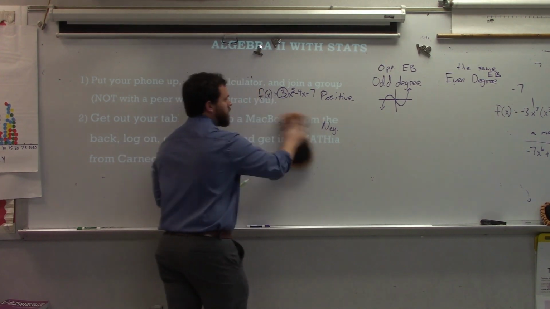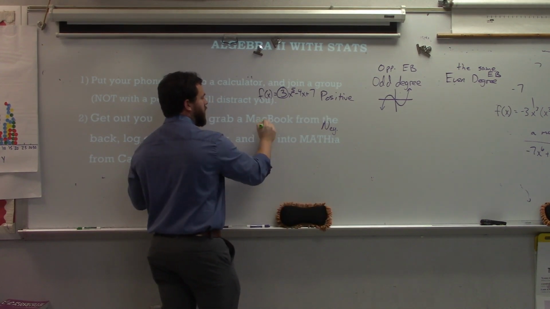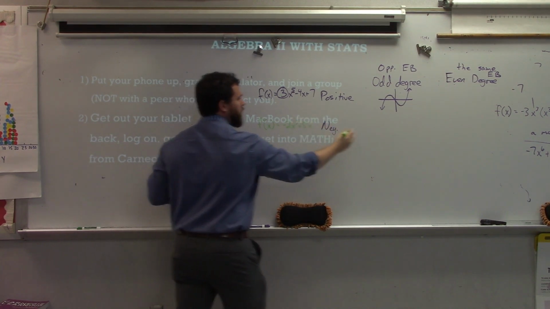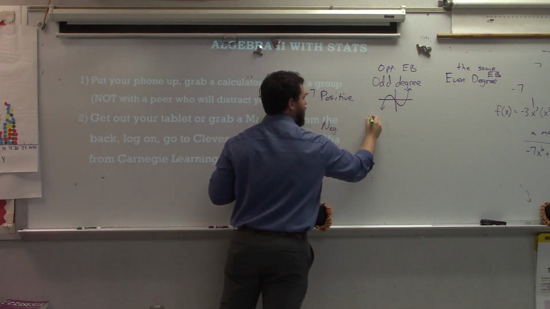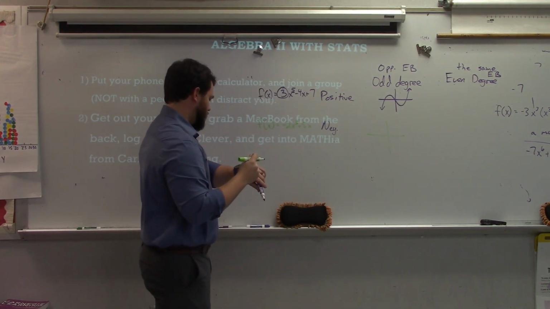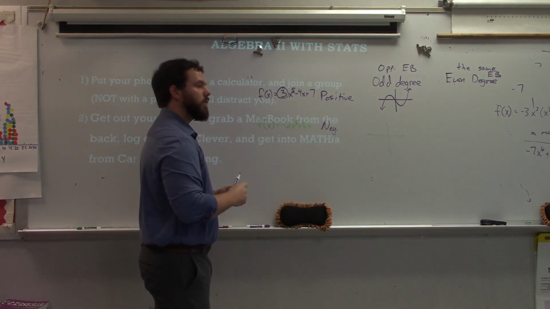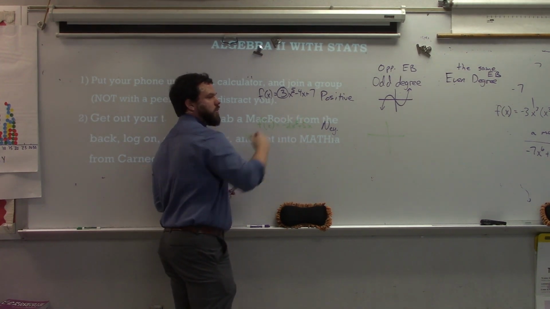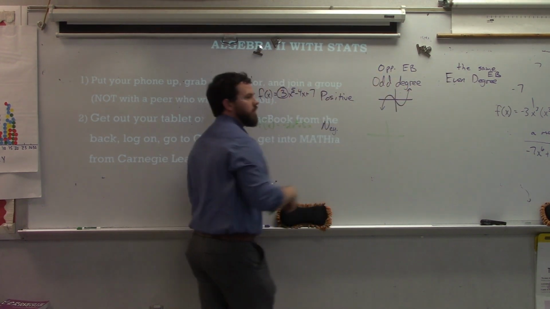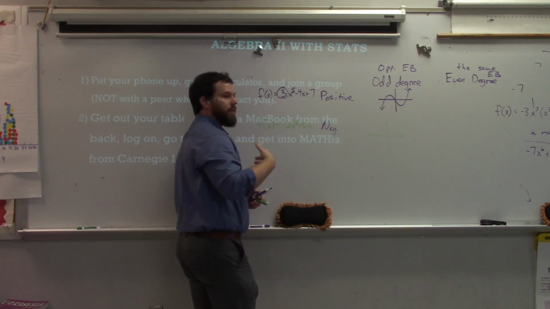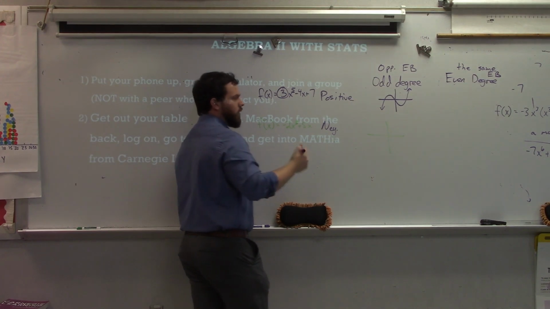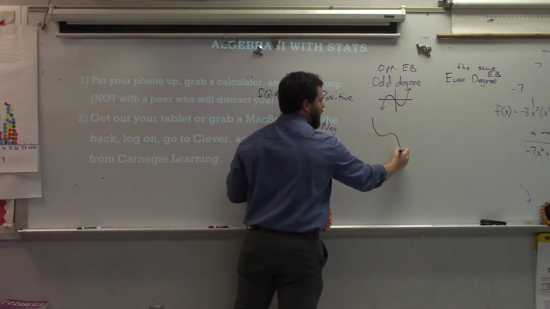But this is an example. So odd degree, so the end behaviors are what? Are they the same or are they opposite? They're opposite, right? And if it is negative, is it overall increasing or overall decreasing? It's overall decreasing, just like a line with a negative slope.